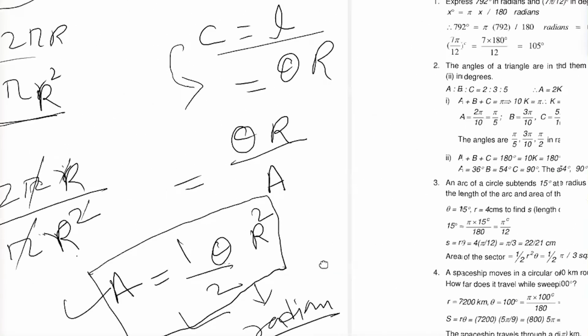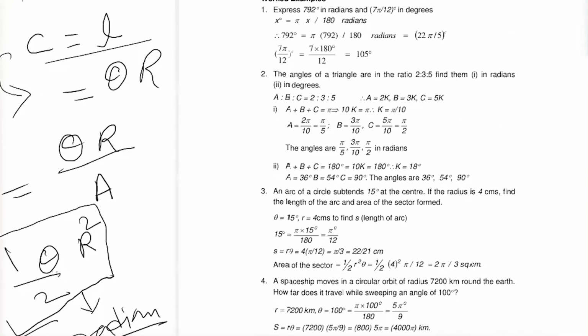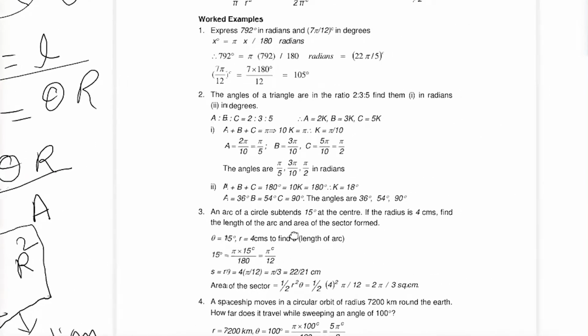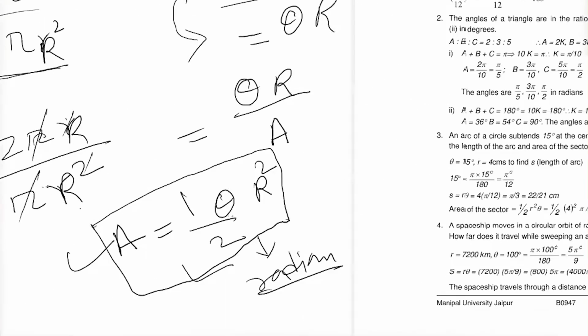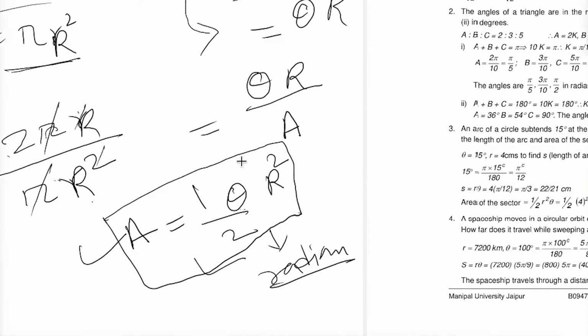Okay, so now we will do some examples. I will not go into calculations. This 1 by 2 theta r square is again the sector area. There is only one difference: this one is used with radians and that one is with degrees. Okay, thank you.